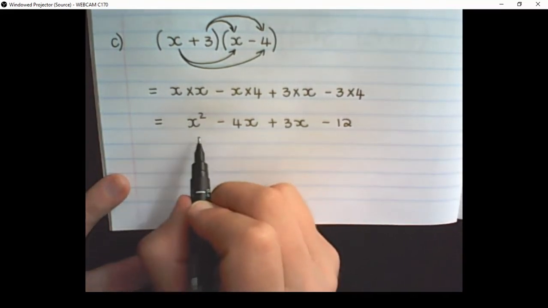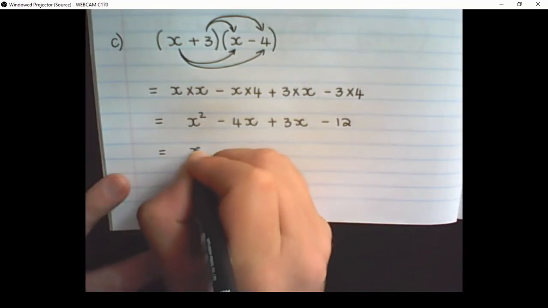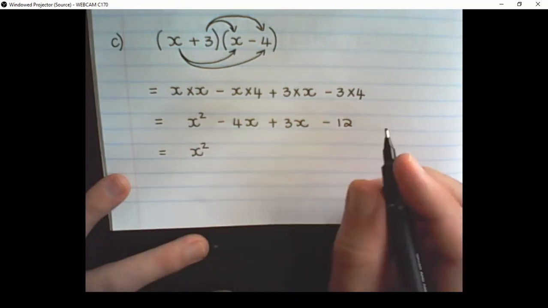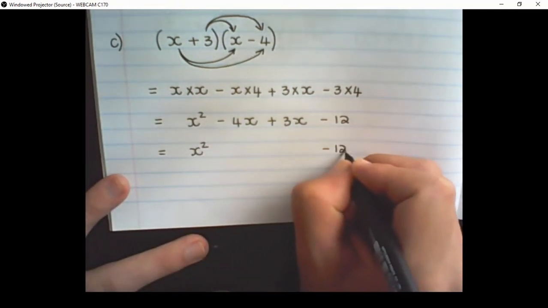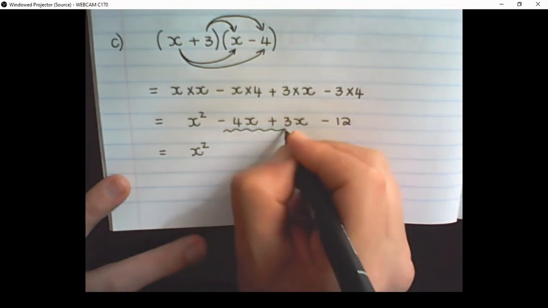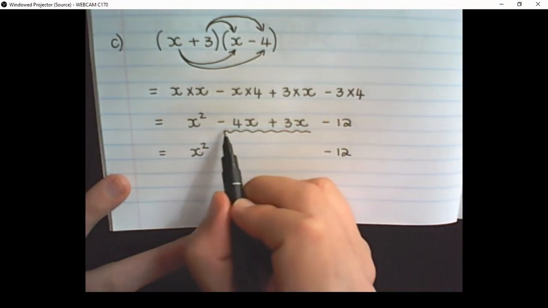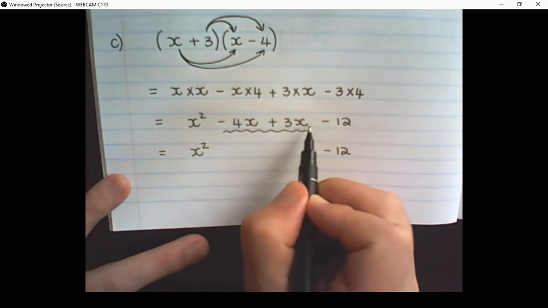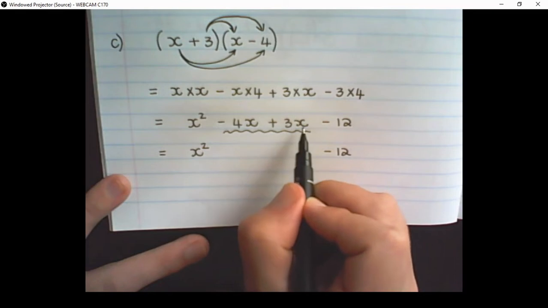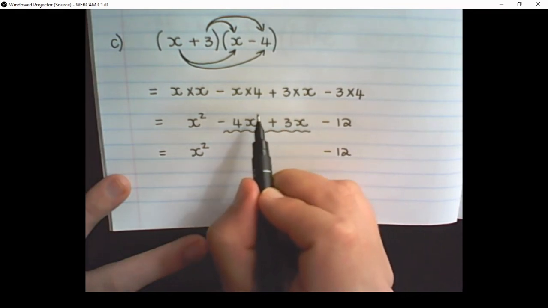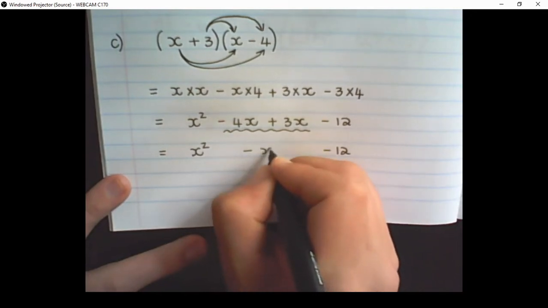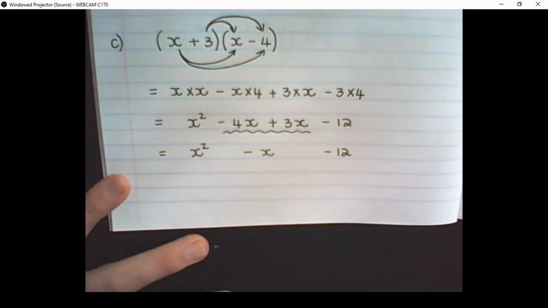Now there is no other x squared, so I have no like terms next to the x squared, and I have no like terms with the constant value. But these two terms in the middle are considered like terms. So it's negative 4x plus 3x. I can add them together because they have the same variable and the same exponent of 1. So negative 4 plus 3 is negative x. And that is our final answer.